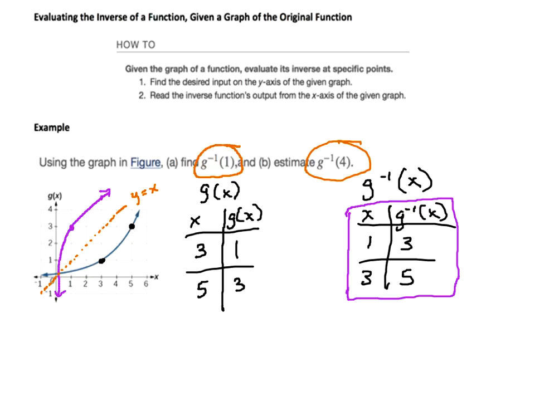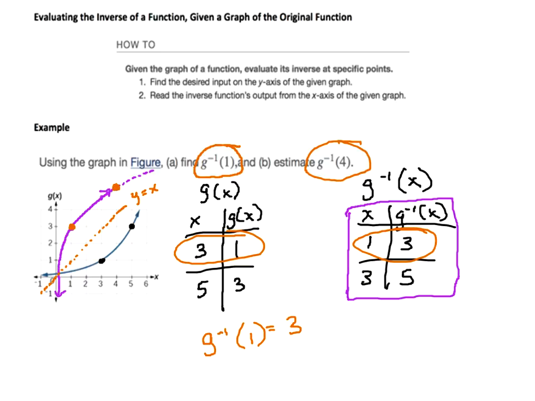So let me continue this. And so let me put this point here. All right. So g inverse of 1. When I plug 1 into the g inverse function, I get out 3. And that shows up right here, and it shows up in g of x right there, (3, 1).